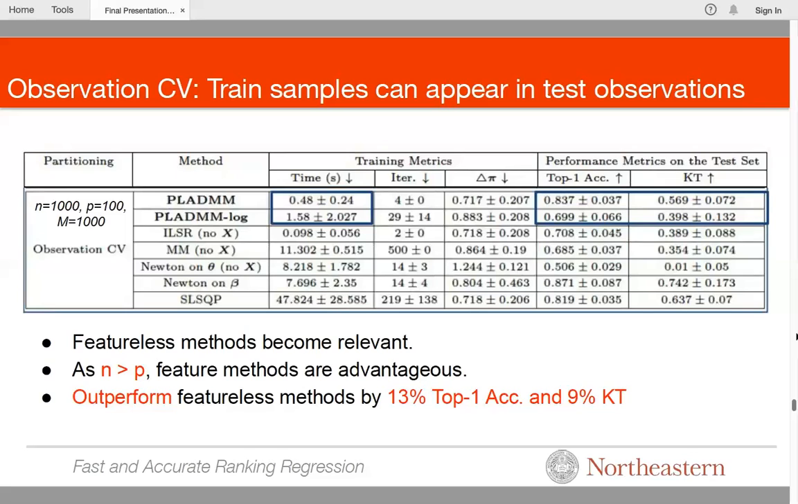And as in the case for sample seeding, we still have a very good speed advantage compared to ranking regression methods, Newton on beta and SLSQP. We have similar observations on 3 different real datasets in our paper that are similar to the synthetic datasets we've just seen.